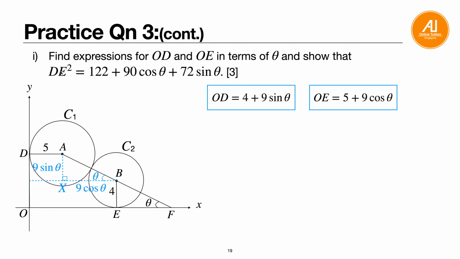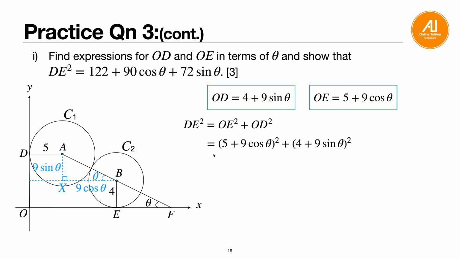Next, you need to show DE square. If you see carefully, DE square is here. So you have OD and OE, and then DE square. So most likely it is a right-angled triangle. You are doing what? Pythagoras theorem. Okay, so Pythagoras theorem, DE square equals OE square plus OD square. Okay, so OD you can sub in, OE you can sub in. Okay, so you get this one.